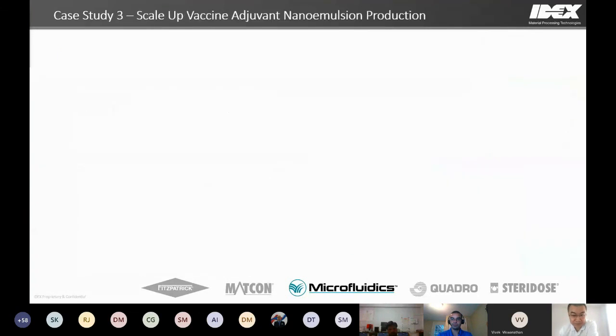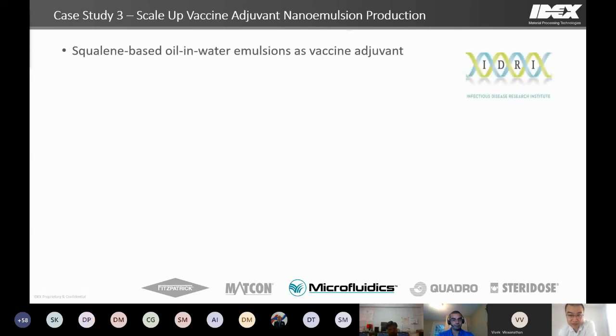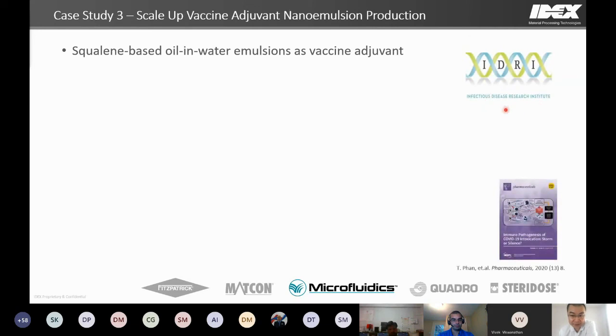All right, let me move to my next, which is the third case study for nanoemulsions. This is actually a scaled up example, which is the largest scale production of an adjuvant nanoemulsion. The study was done in collaboration with our longtime partner, the Infectious Disease Research Institute, or IDRI. And the data was actually just published back in July this year in a special COVID-19 issue of Pharmaceuticals.